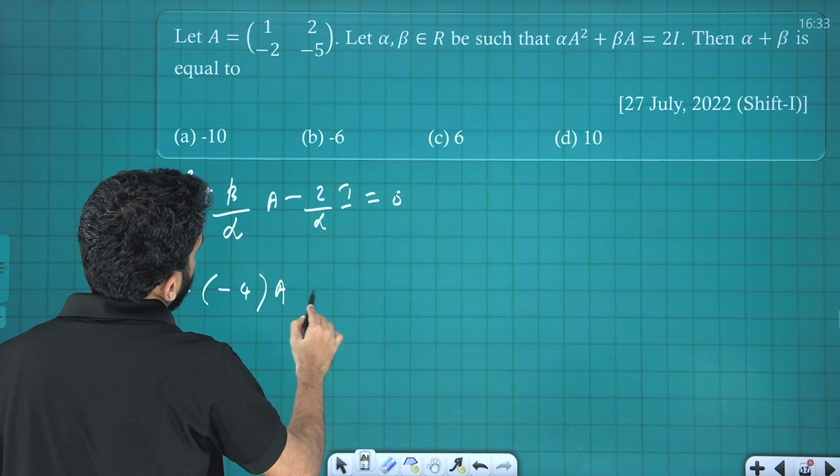Alpha is 2, right? 2 into 4 is 8. Alpha plus beta is 10. Done, understood. See, it's very easy. It's getting way easier. Next one.